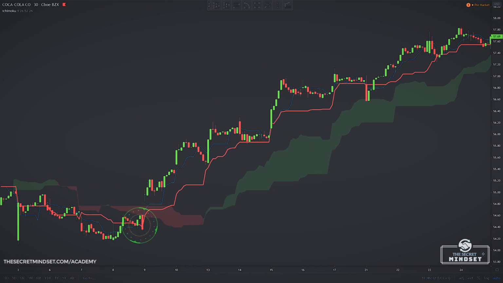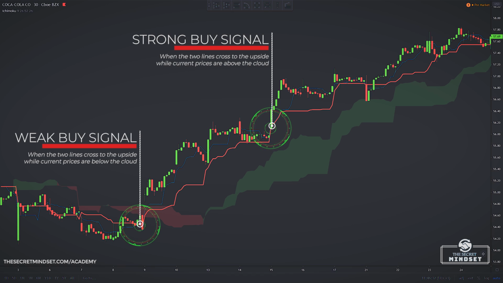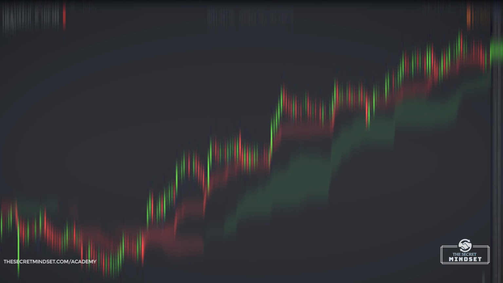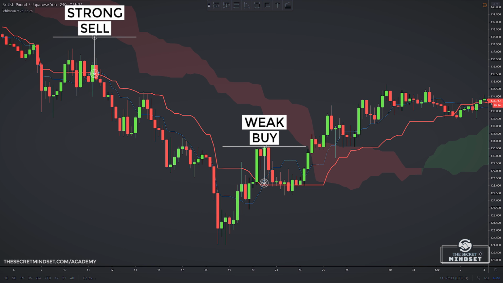The same guidelines apply to upside crossovers, generating buying signals, and the location of the current prices relative to the cloud, with the strongest buy signal coming from an upside crossover while prices are above the cloud. Here are several examples of conversion line and baseline crossovers with the Kumo Cloud as a filter.